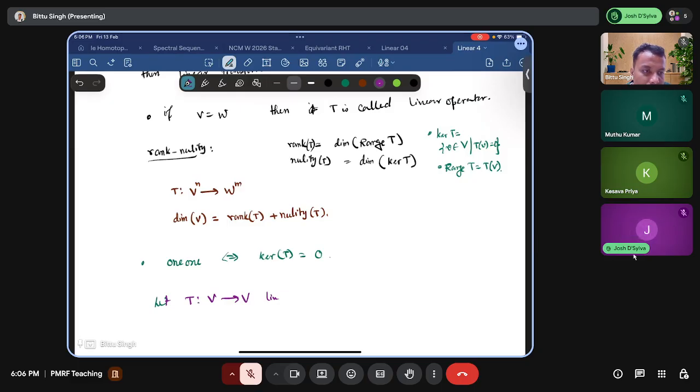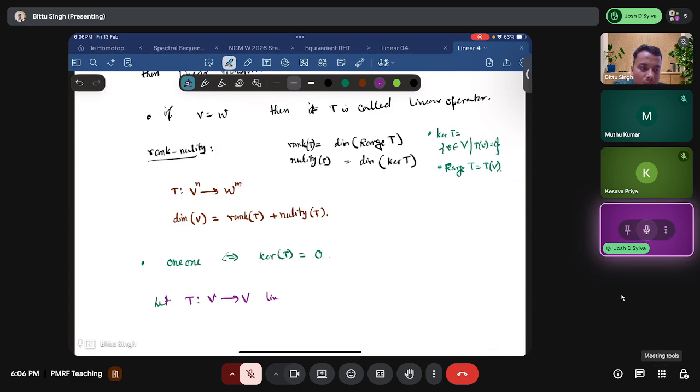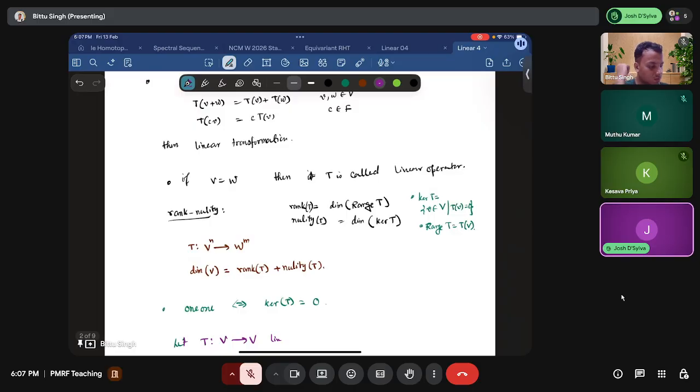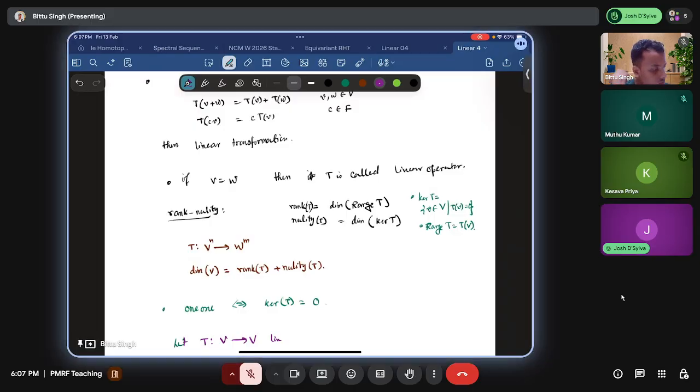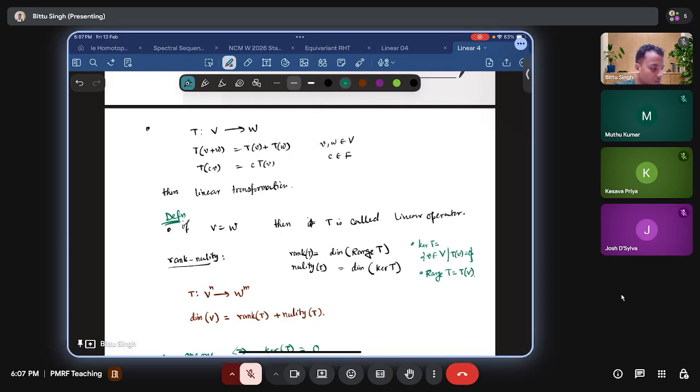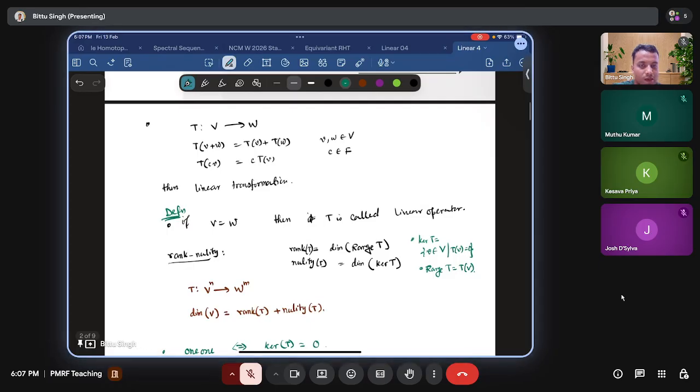Yes, sorry sir. Why have you written V is equal to W, then T is called a linear operator? Is that a special case of the linearity conditions? No, this is the definition. Sorry, I should have written definition. If V and W are the same, then this kind of linear transformation is called a linear operator. Okay, thank you, sir. Yes, it is just a name, but you can also say it is a linear transformation.